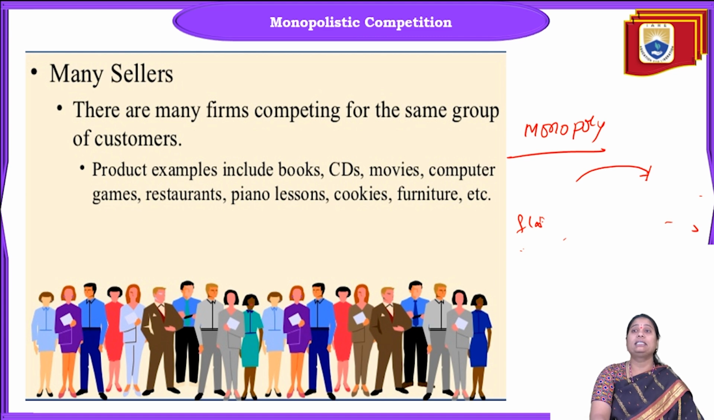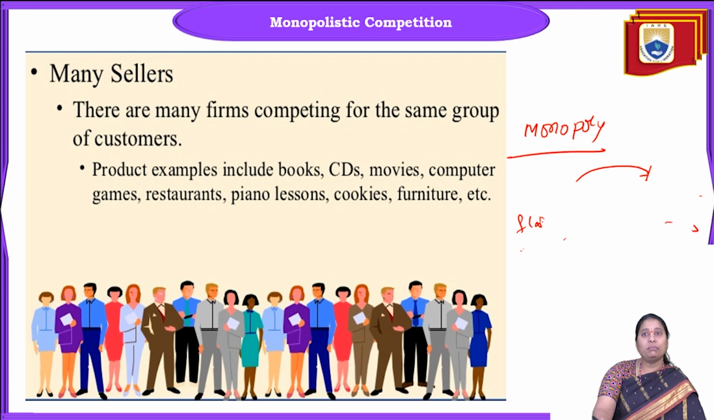Then we can say that there is a monopolistic competition between the airways and air transportation as well as road transportation. So including the books, CDs, movies, computers, games, restaurants, piano lessons, cookies, furniture, etc. If the people are bored with the books, they can go for the movies. And even if they are bored with this, or if they feel that the movie cost is very high, then go for the computer games, because it is an entertainment.